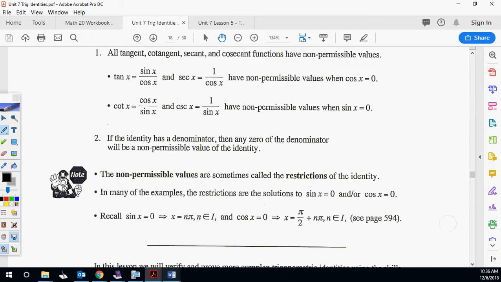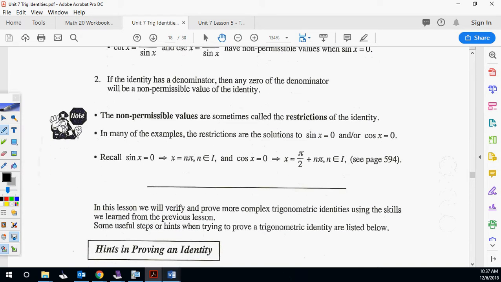Okay, and so they gave it to you simply. Tan x and secant both have cos x, so they have non-permissibles where cos is 0. That's one we just did: pi over 2, 3 pi over 2. Cotangent and cosecant have sine on the bottom, so their non-permissible values are 0, pi, and 2 pi, the spots where sine is 0. If the identity has a denominator, then any 0 of the denominator will be a non-permissible. We know that. The non-permissible values are sometimes called restrictions to the identity. In many of these examples, the restrictions are the solutions to sine of x equals 0 or cosine of x equals 0. Simply what makes those things on the bottom be 0.